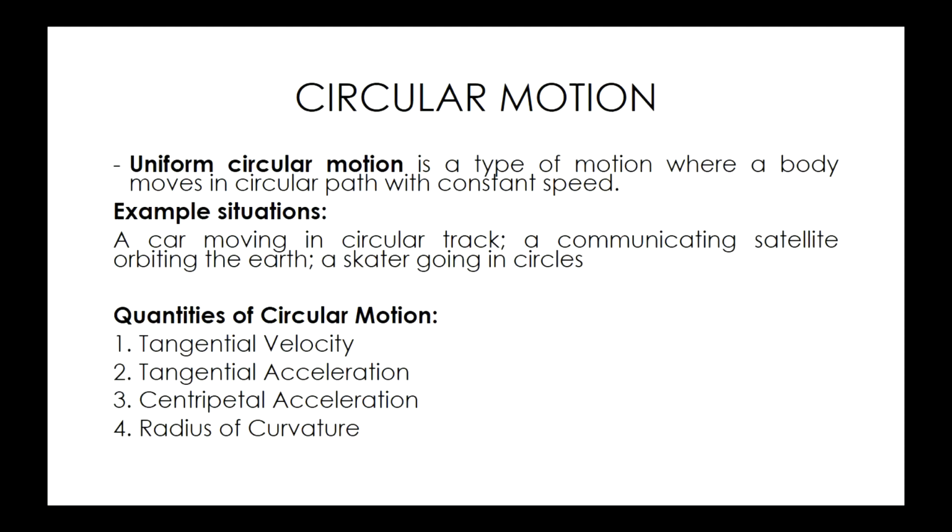Example situations are a car moving in a circular track, a communicating satellite orbiting the Earth, or a skater going in circles. Now, there are 4 quantities that we are going to focus on about circular motion. First is the tangential velocity. Second is the tangential acceleration. And third is the centripetal acceleration. Fourth is the radius of curvature.